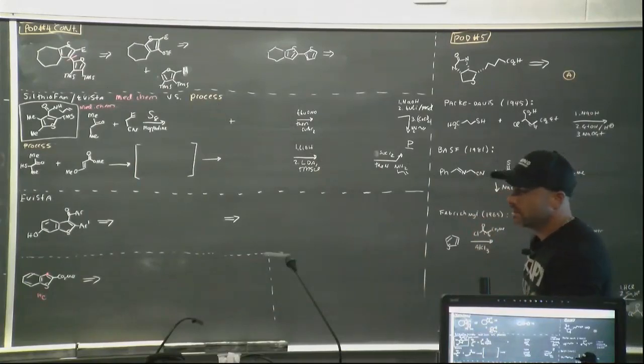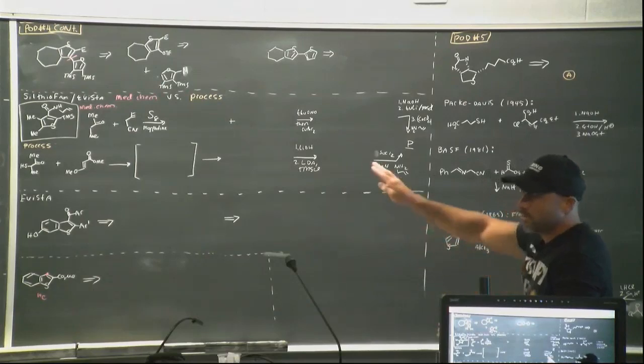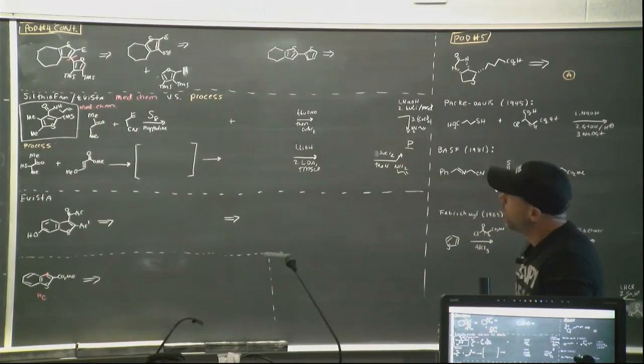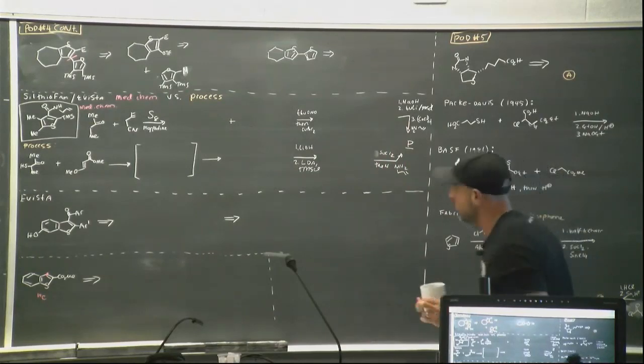How do we make that thing? Which one? The top one. The furan we already learned how to make back over there. Problem number 1A, we learned how to make that. So now all we need to know how to do is make that thiophene on the top. Any thoughts? Fiesselmann sounds good.